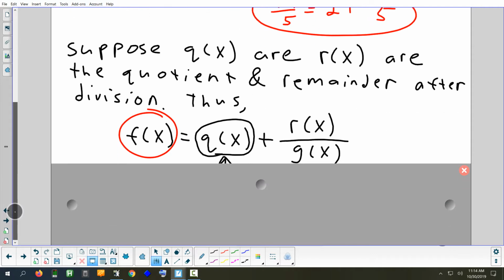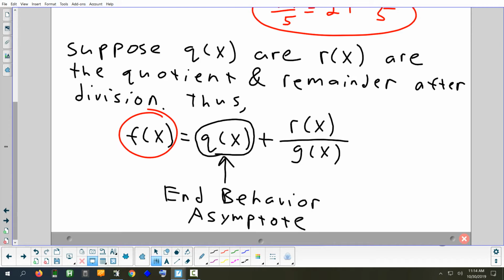Now, what we're interested in here is just the quotient. I don't care about this part at all. I'm going to show you why I don't care about it in the next problem. But I do not care about the remainder at all. If you can find the quotient, that is the EBA.